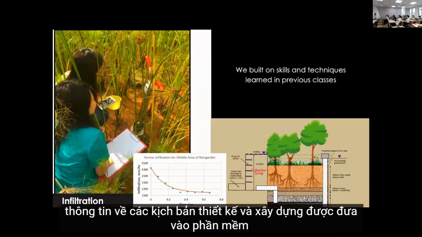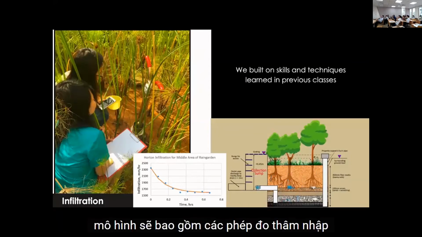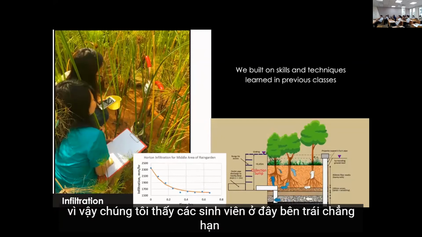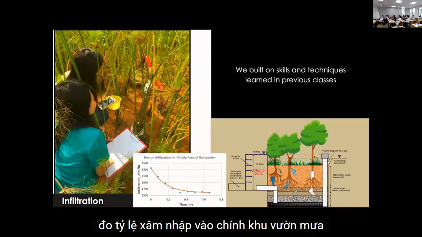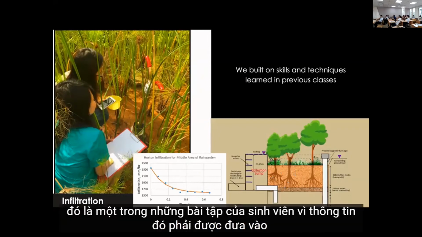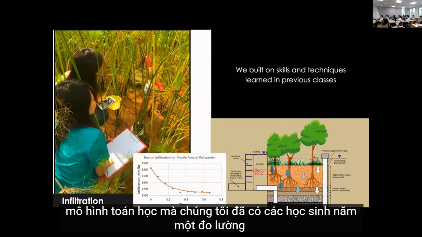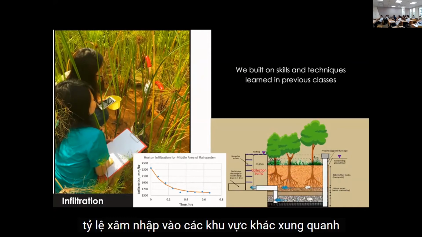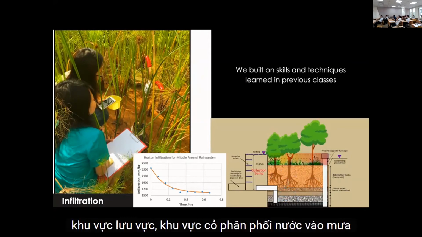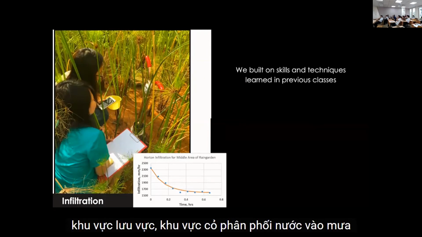Information that gets fed into the PC SWMM model would include infiltration measurements. So we see students here on the left, for example, measuring infiltration rates into the rain garden itself. That was one of the student assignments, because that information has to go into the mathematical model. We had other year one students measuring infiltration rates in other areas around the catchment area, the grassed area that distributes water into the rain garden itself.